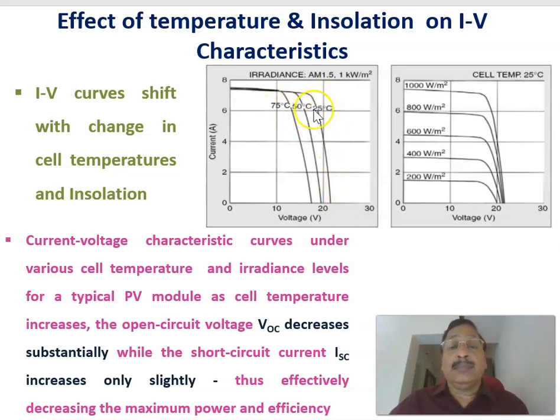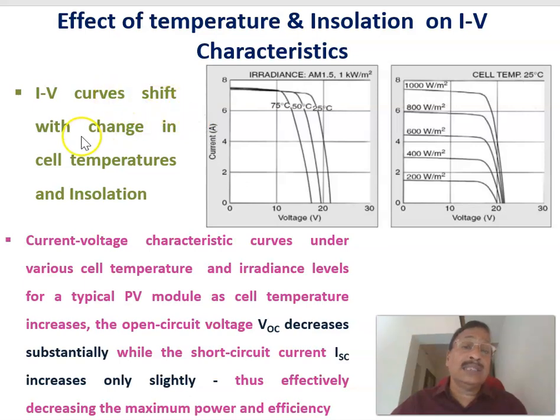And we are changing the temperature. The panel temperature is changing. As you see, as temperature is increasing, the open circuit voltage reduces. Therefore, this curve is shifting towards the left side. As the solar panel temperature increases, the IV characteristics shift towards the left side. In this case, we are keeping the irradiation at 1000 watts per meter square, but the temperature is changing.